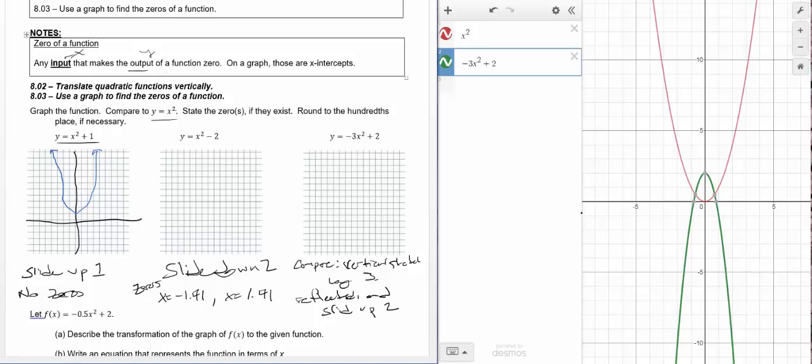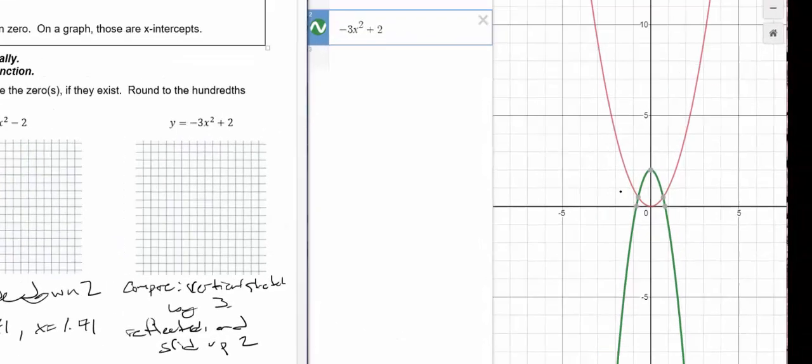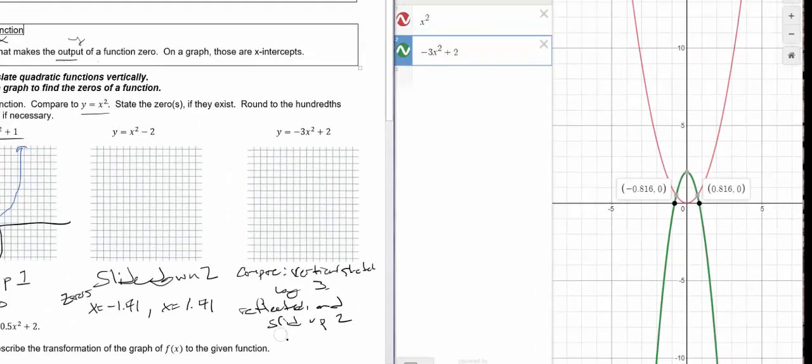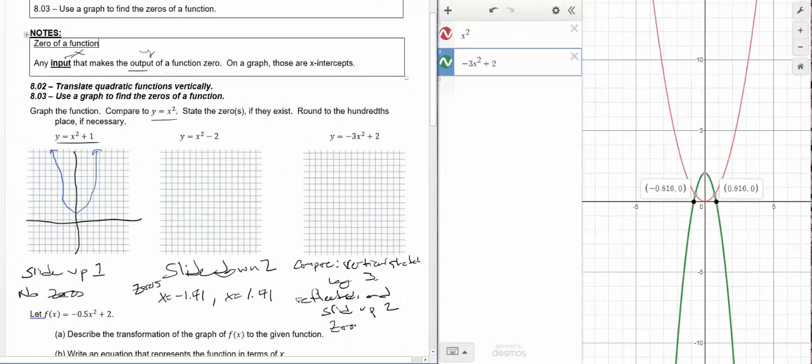What are the zeros? The zeros were across the x-axis here. Let's find them. I'm going to click on the green zeros here, and it looks to me like the zeros in this case are x equals negative 0.82, rounded to the hundredths place, and x equals positive 0.82 to the hundredths place.